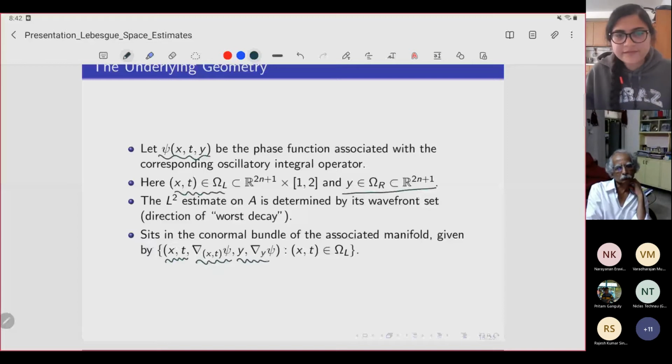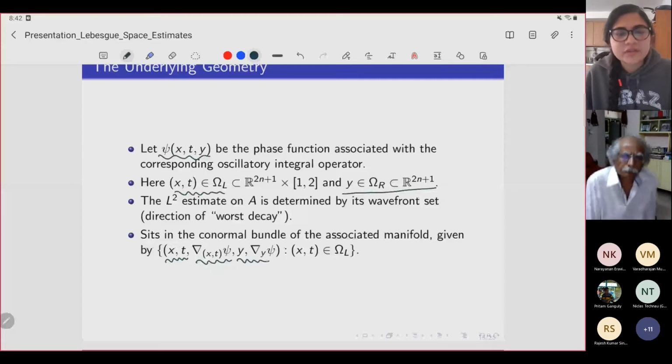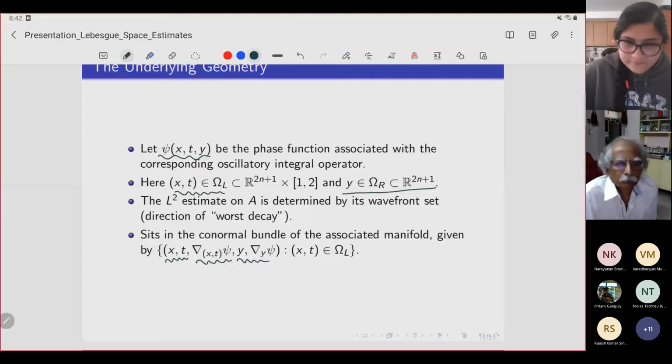So this is important for these kinds of problems, because we use it to determine what is called rotational curvature.